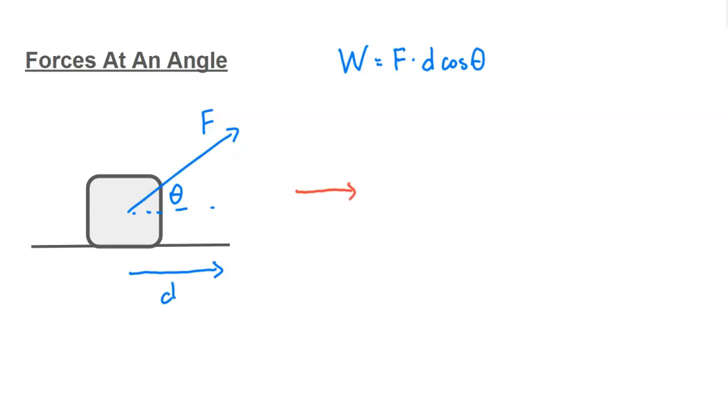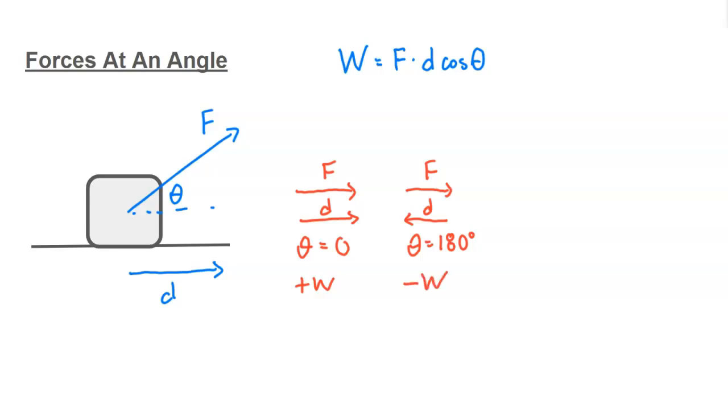If the force and the displacement are in the same direction, theta is going to be 0, and we're going to get positive work. So we saw that earlier. If the force and the displacement are in opposite directions, then theta will be 180 degrees, and we get negative work. And we saw this earlier as well. But if the force is at an angle, let's say theta is 45 degrees, then we would have to calculate the force times the displacement times cosine 45. So we would write in cosine 45 to calculate the work.